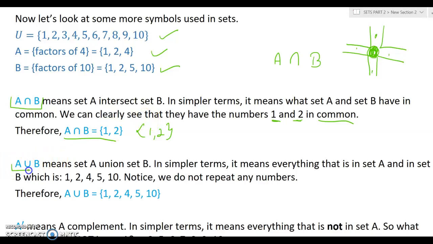Now we're looking at A union B. Union is like a U, but we don't write it like a U with the tail. You just write it like that. So A union B. For union, think about these two sets coming together, so everything in the two sets: everything in set A and set B, 1, 2, 4, 5, and 10. Please notice that we do not repeat numbers. We have 1 in set A and 1 in set B, but we don't write 1, 1.